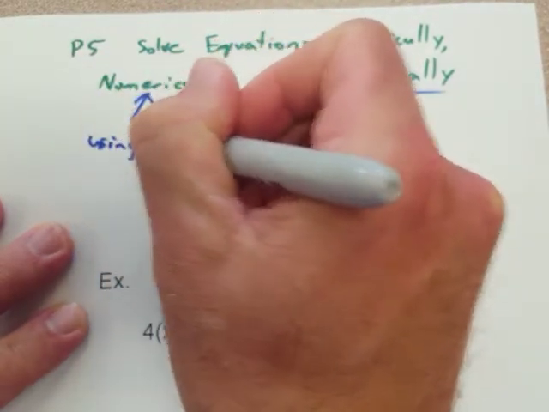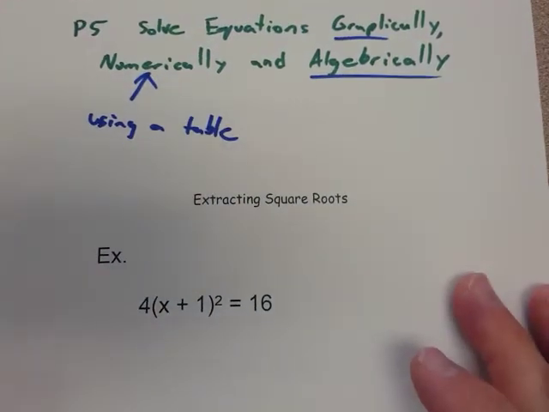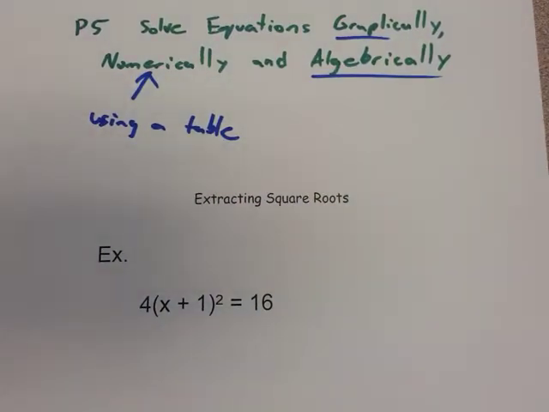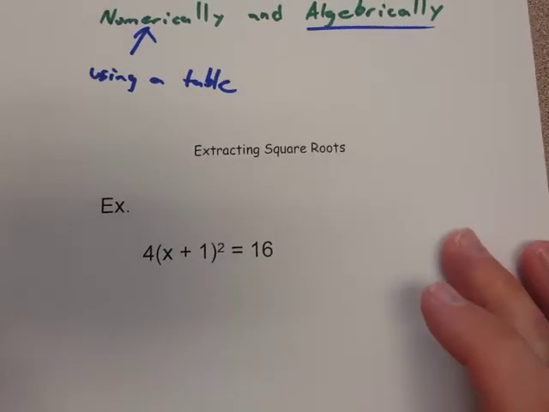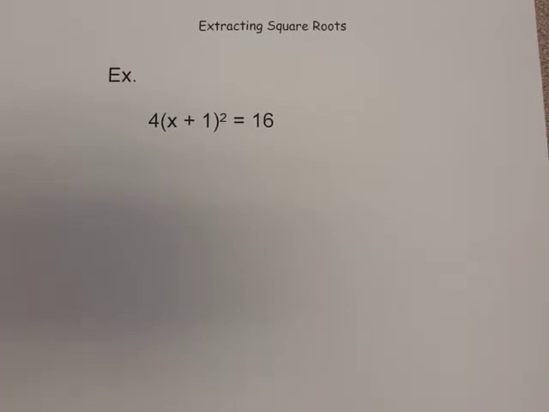using a table. Like I said, we're not going to do as much of that, but there will be a couple of questions in the assignment that will ask you to use a table. Just look at a table and decide what's the closest thing to a solution. But we're going to have a series of algebraic examples, starting with this one called extracting square roots.